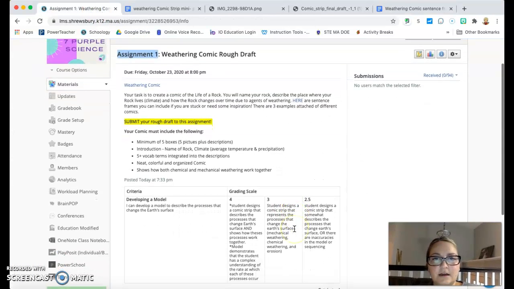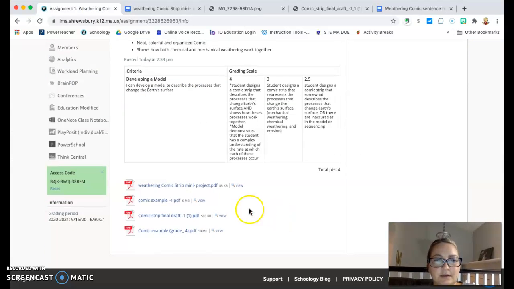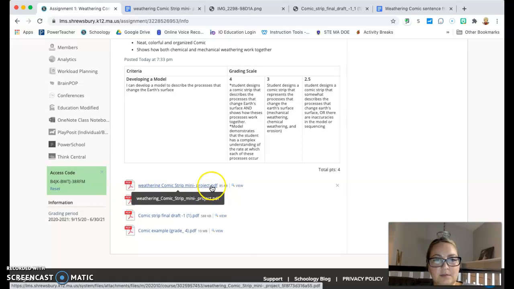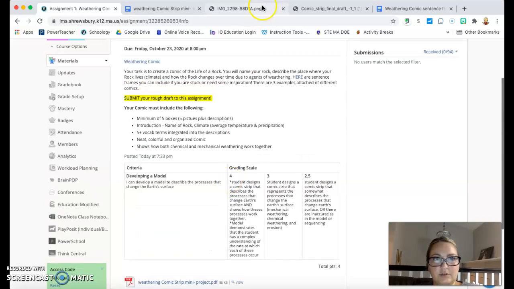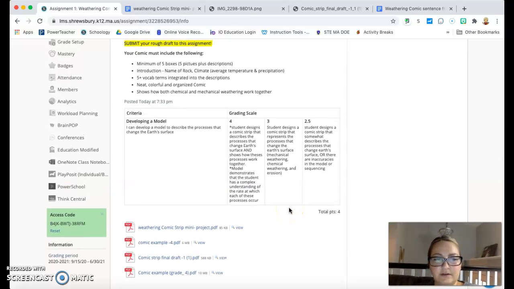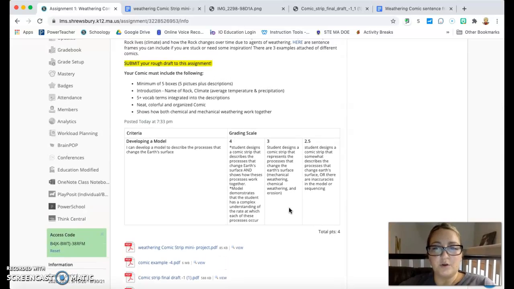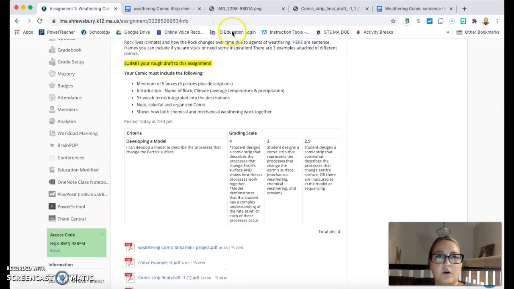All right, so that is what you are going to be working on. Down here in the assignment is where you're going to find the PDF of what you just saw right here. And then there's also my 3 examples. They're all very different. You can use them for inspiration, but make sure that you're coming up with your own information and descriptions. If you have any questions, you can always reach me by email.